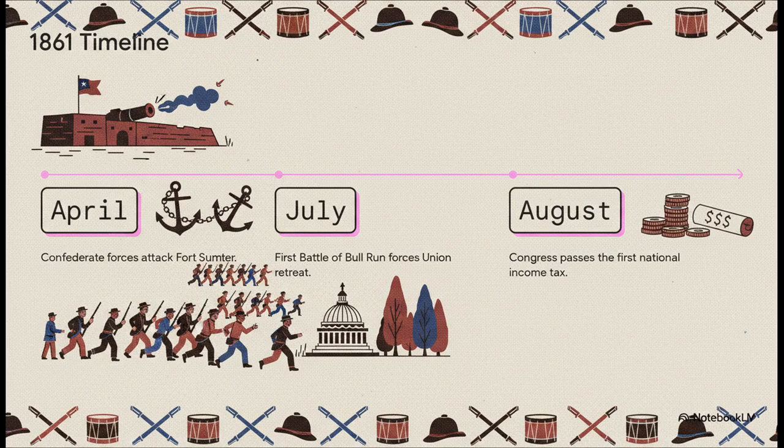In April 1861, Confederate forces under Pierre Beauregard actually fired the very first shots of the war, attacking Fort Sumter in Charleston Harbor. The Union surrenders the fort, and President Lincoln immediately calls up 75,000 volunteers.